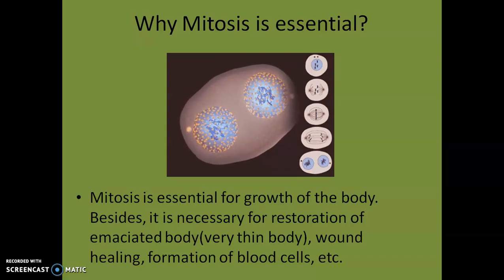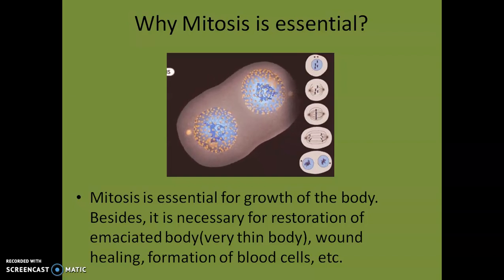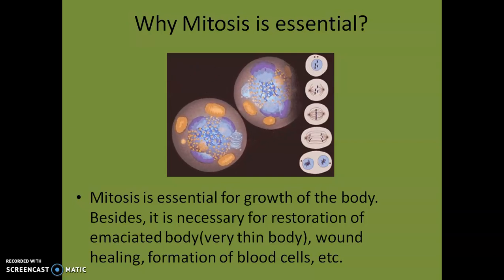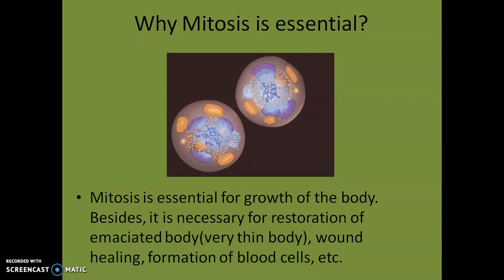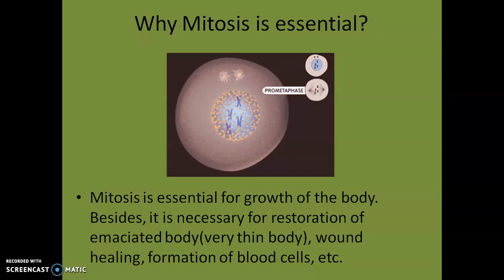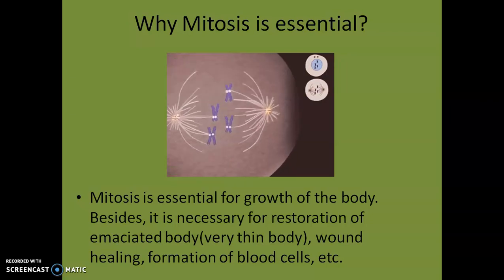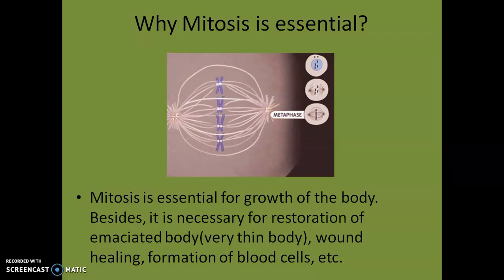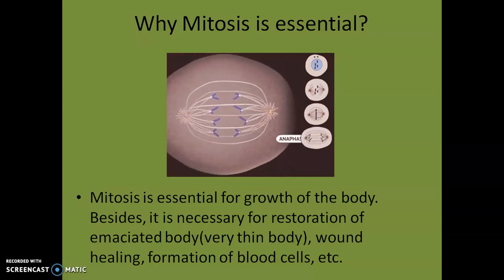And why is it essential? We have already studied. It is essential for the growth of the body. Besides, it is also necessary for restoration of an emaciated body, that's a very thin body, wound healing, and formation of blood cells. For all this, we need mitosis. Okay, so we have studied that when a cell of the body is injured, after some time it is restored because of the process of mitosis. And wherever there is a wound, wound healing in the body takes place also with the help of mitosis.